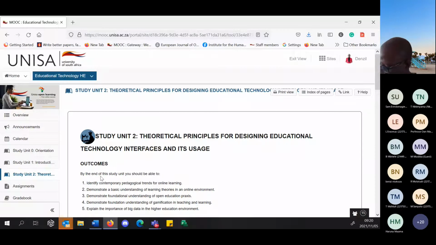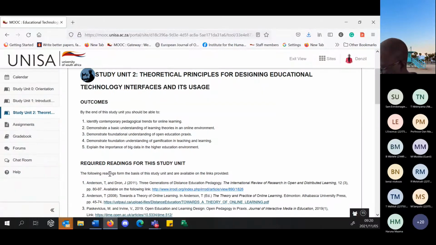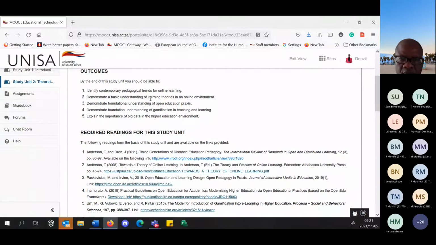By the end of this study unit, you should be able to, now you'll find that each of the study units has set outcomes to help us know where we're going and what we're doing. So at the end of this study unit, you should be able to identify contemporary pedagogical trends in online learning, demonstrate a basic understanding of learning theories in an online learning environment, demonstrate a foundational understanding of open education praxis, something I mentioned a little earlier, demonstrate a foundational understanding of gamification in teaching and learning, and explain the importance of big data in the higher education environment. As you can see, these are pedagogy, learning theories, open education praxis, gamification, and big data.